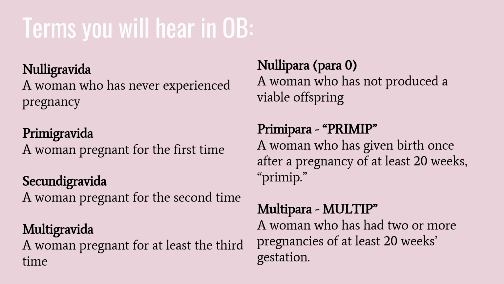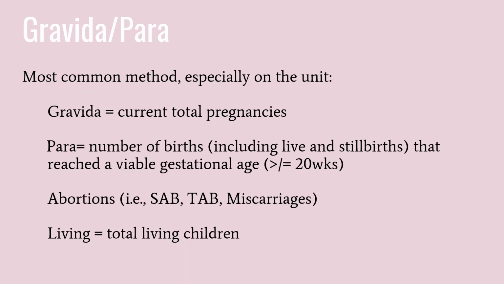I'm not going to read this slide, but I just wanted you to be familiar with some terms you might hear while you're in the OB setting. Gravidipara is used in obstetrics to summarize a person's pregnancy history quickly and clearly. It helps healthcare providers assess maternal and fetal risk, guide care, and communicate accurately across the healthcare team. It is the most common method.